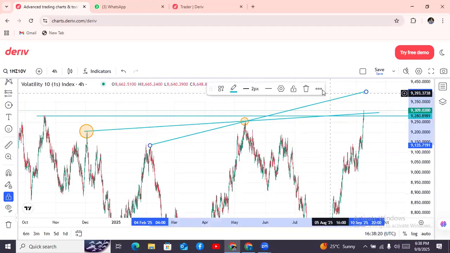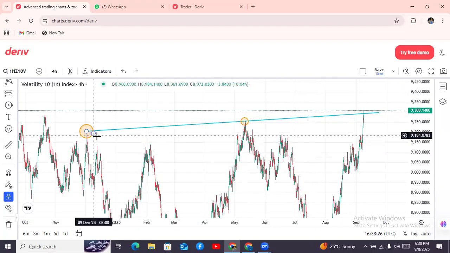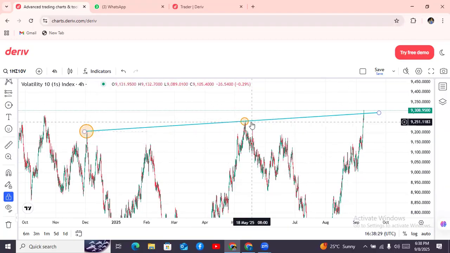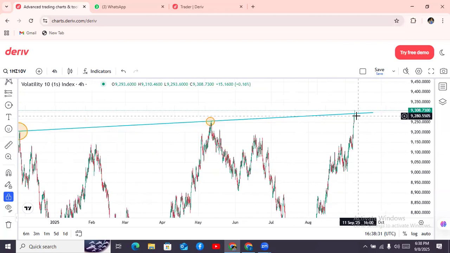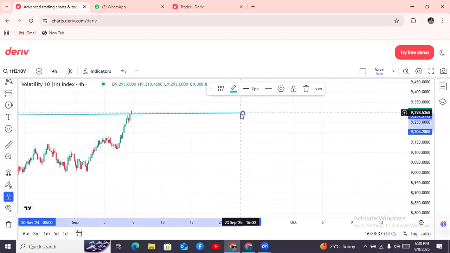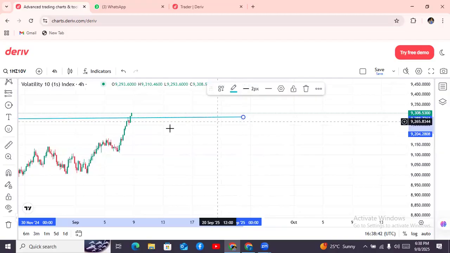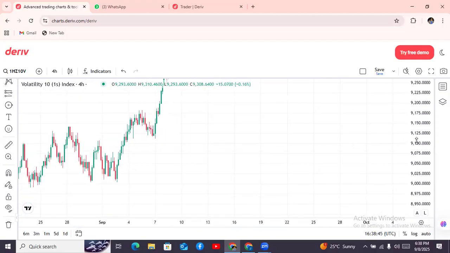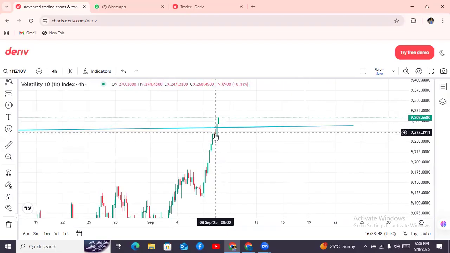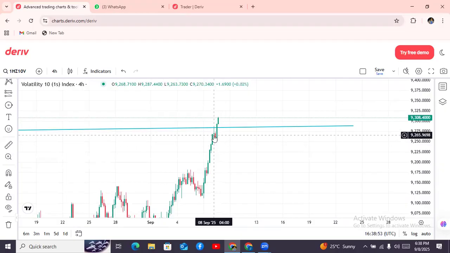A similar setup, if I remove this line, I remove that line. A similar setup was shown here: one, two, and the third touch. If I zoom out, this third touch is the one that formed this evening star. So we were counting on this evening star, but price is very dramatic. It did what it does best, to go wherever it wants, and it ignored the evening star.